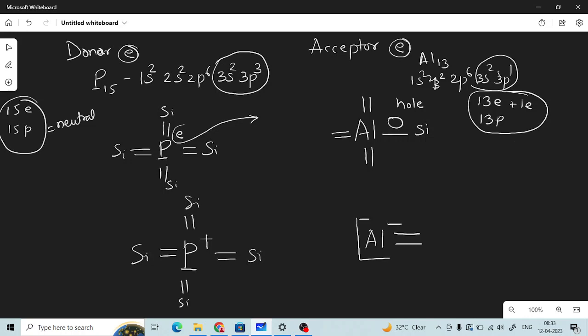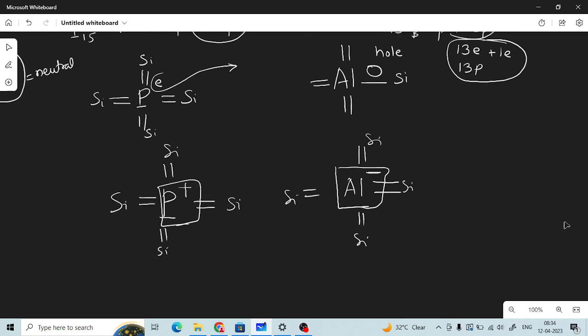Let me show it by a box like this, because the ion will not move anywhere, and we'll have these bonds like this: silicon on all sides. Now with the transfer of the electron, we can have the positive phosphorus ion and the negative aluminum ion. Now we'll see what happens when we consider the p-n junction diode.